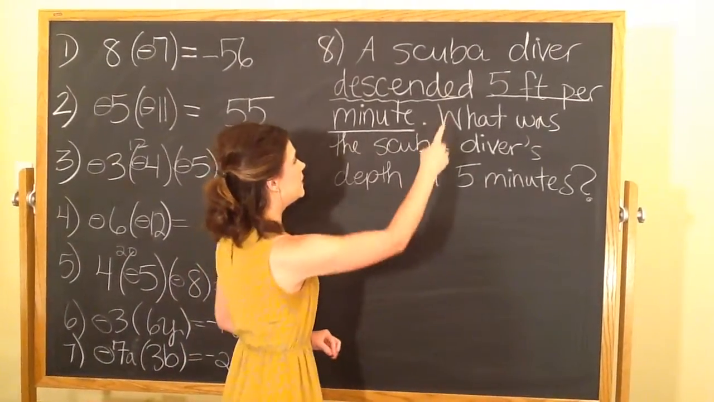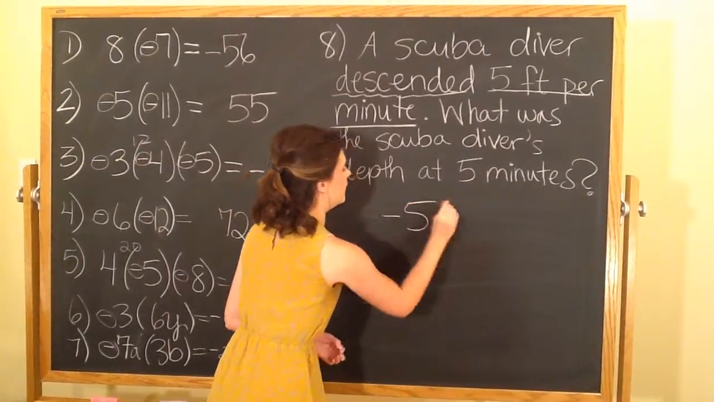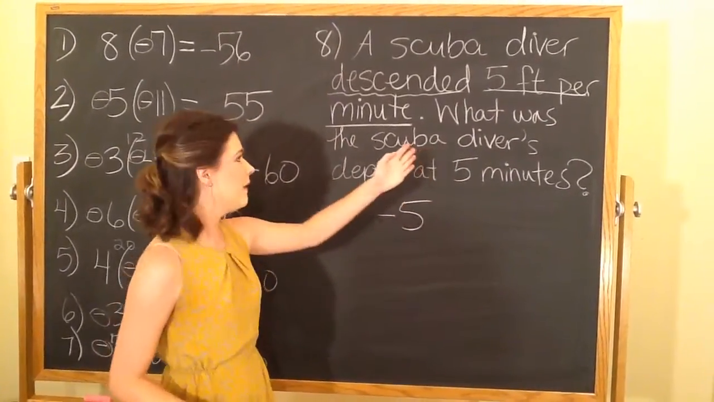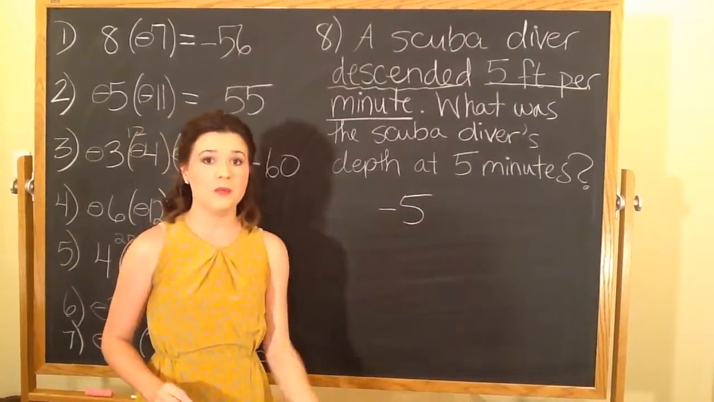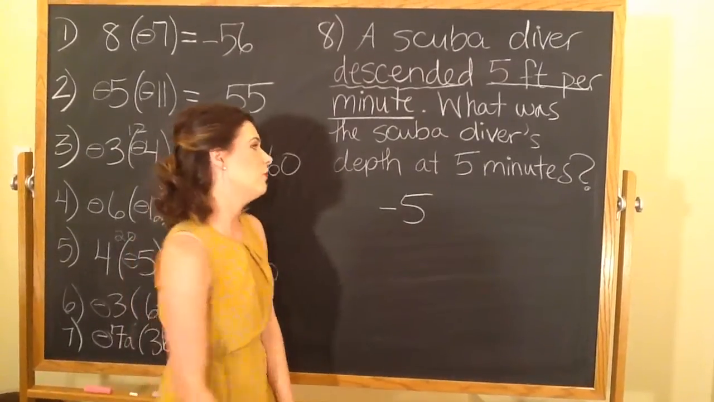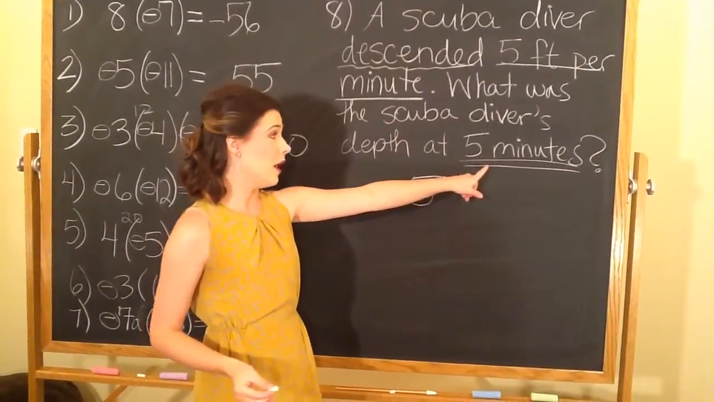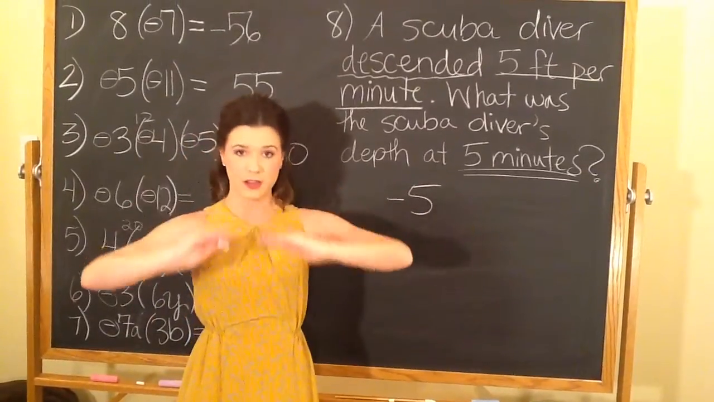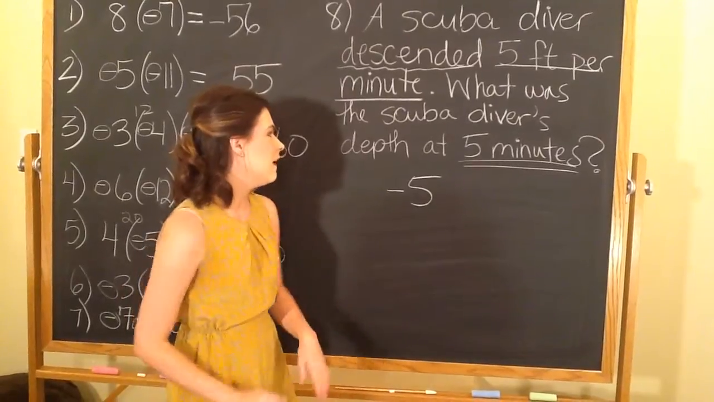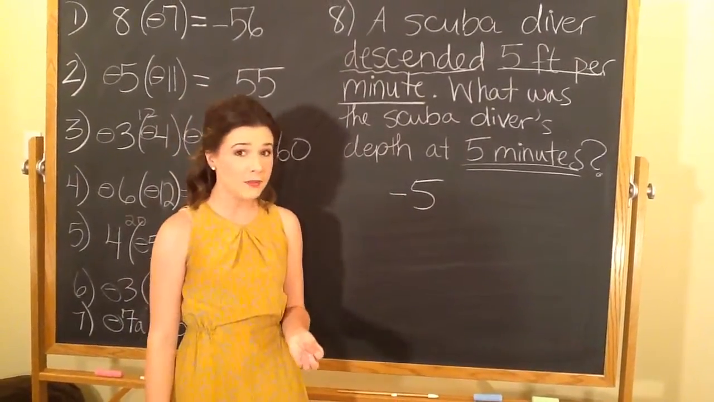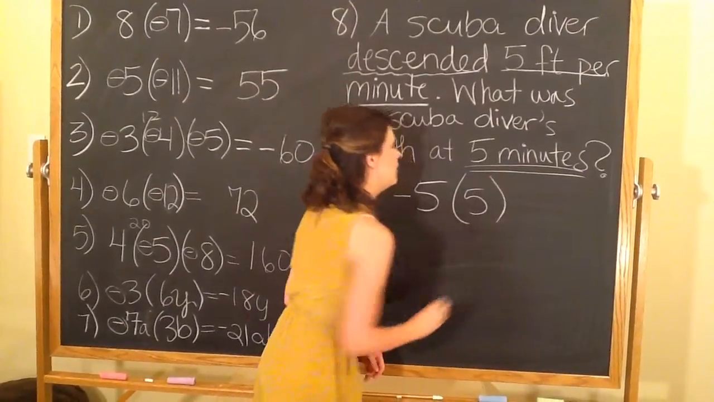So our first number is negative 5. Now what are we going to do with this negative 5? So we need to figure out how low we are going to be, what the depth is going to be after 5 minutes. So we're going to do negative 5 plus negative 5 plus negative 5 plus negative 5 plus negative 5. We're going to do this 5 times, so we're going to multiply negative 5 times 5.